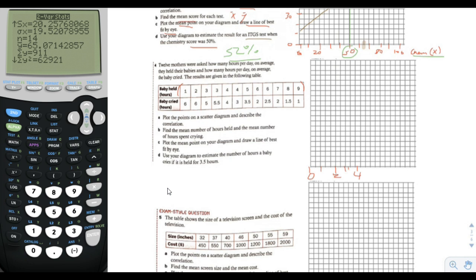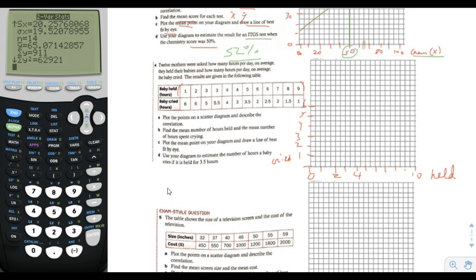And then the last, 1, 2, 3, 4, 5, 6, 7, 8, 9, 10, okay? So this would be baby held, and then baby cried would be zero. Looks like it ranges from about 0 to 6, but I think we could do it by twos also. 1, 2, 3, 4, 5, 6, and this would be baby cried.